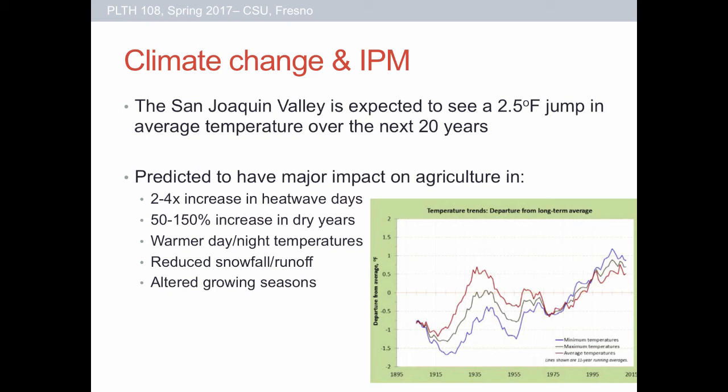Dry years are expected to increase as well, anywhere between a 50% jump up to a 150% jump. And on top of that, we're generally just expected to have less water overall. So when we do get water, it's expected that we will have less of it. And overall, all these things combine to be hotter, altered growing seasons with less available water.